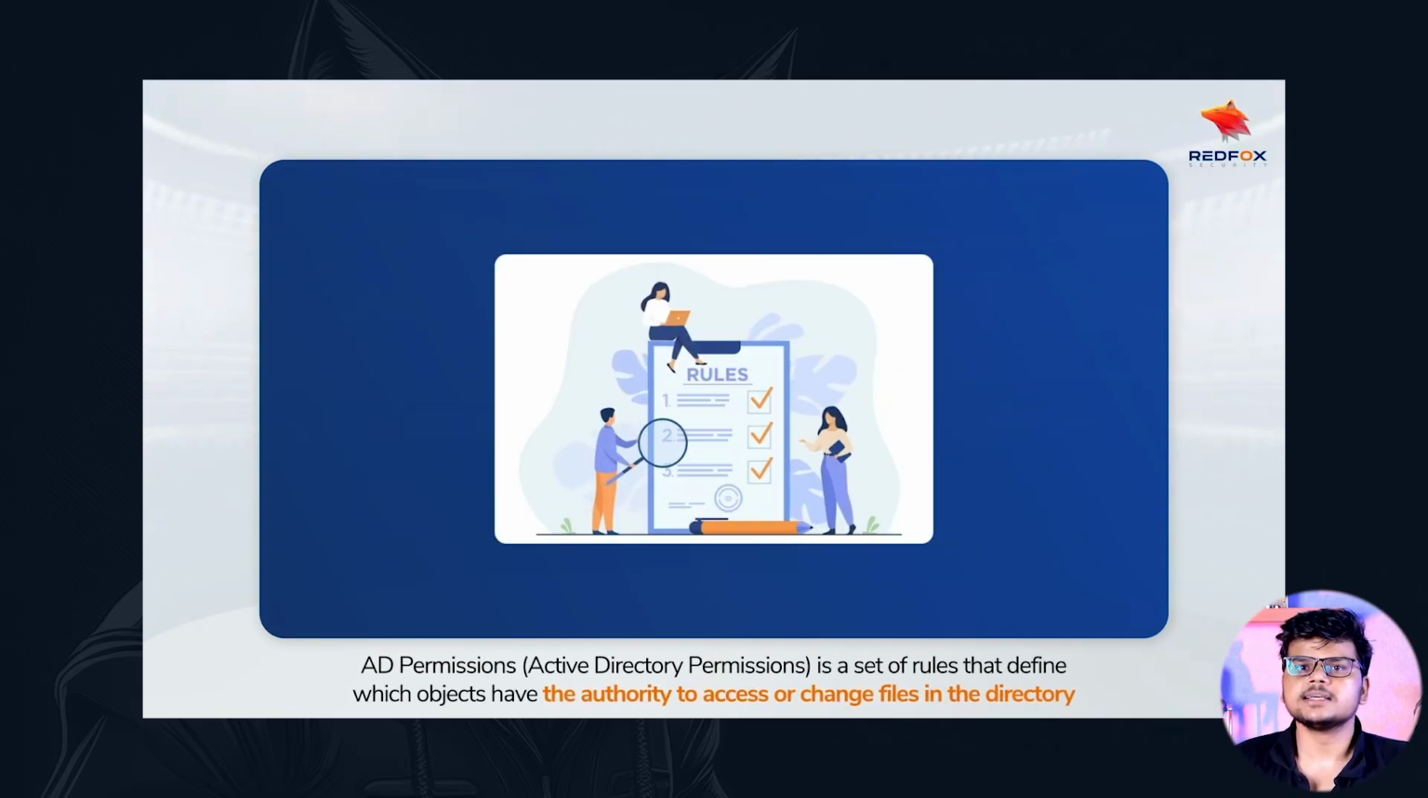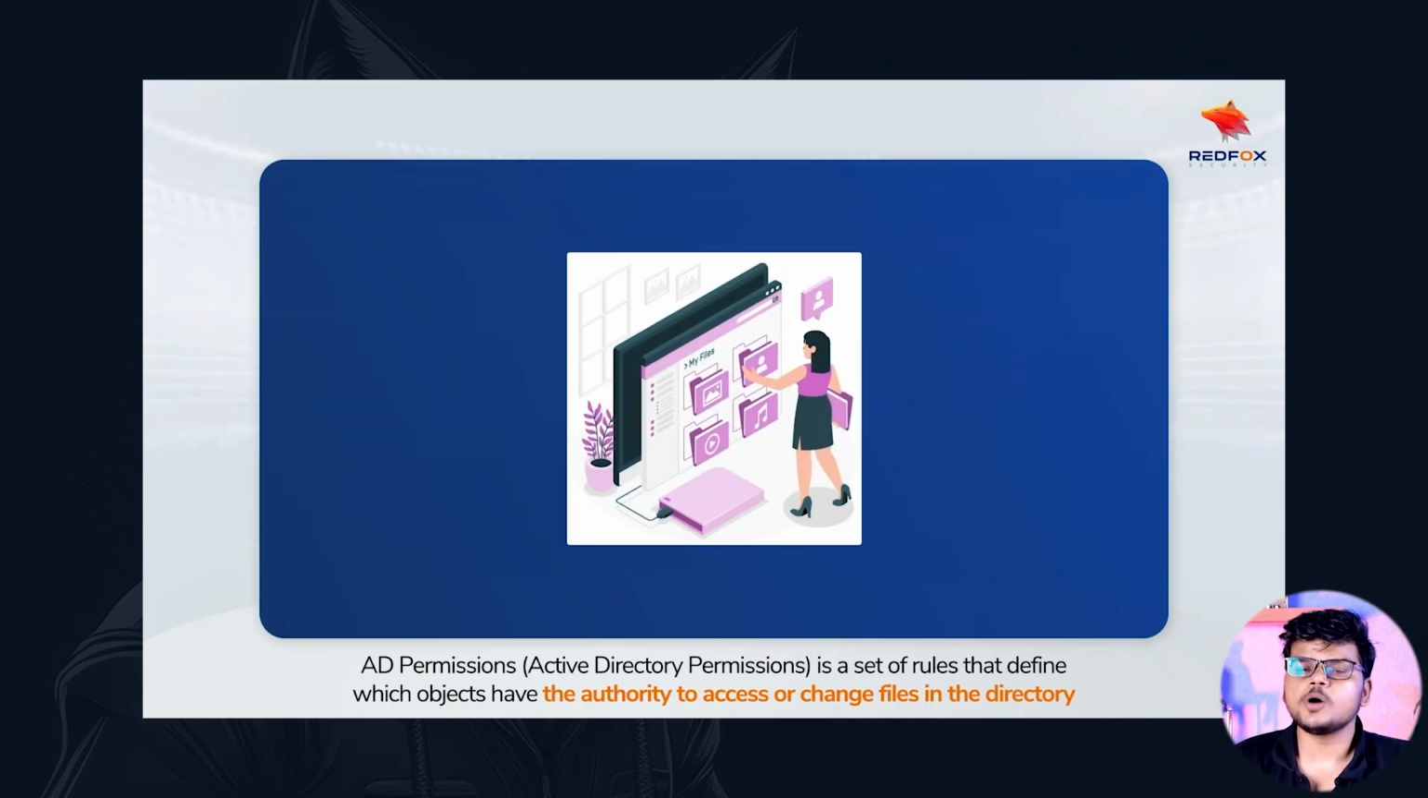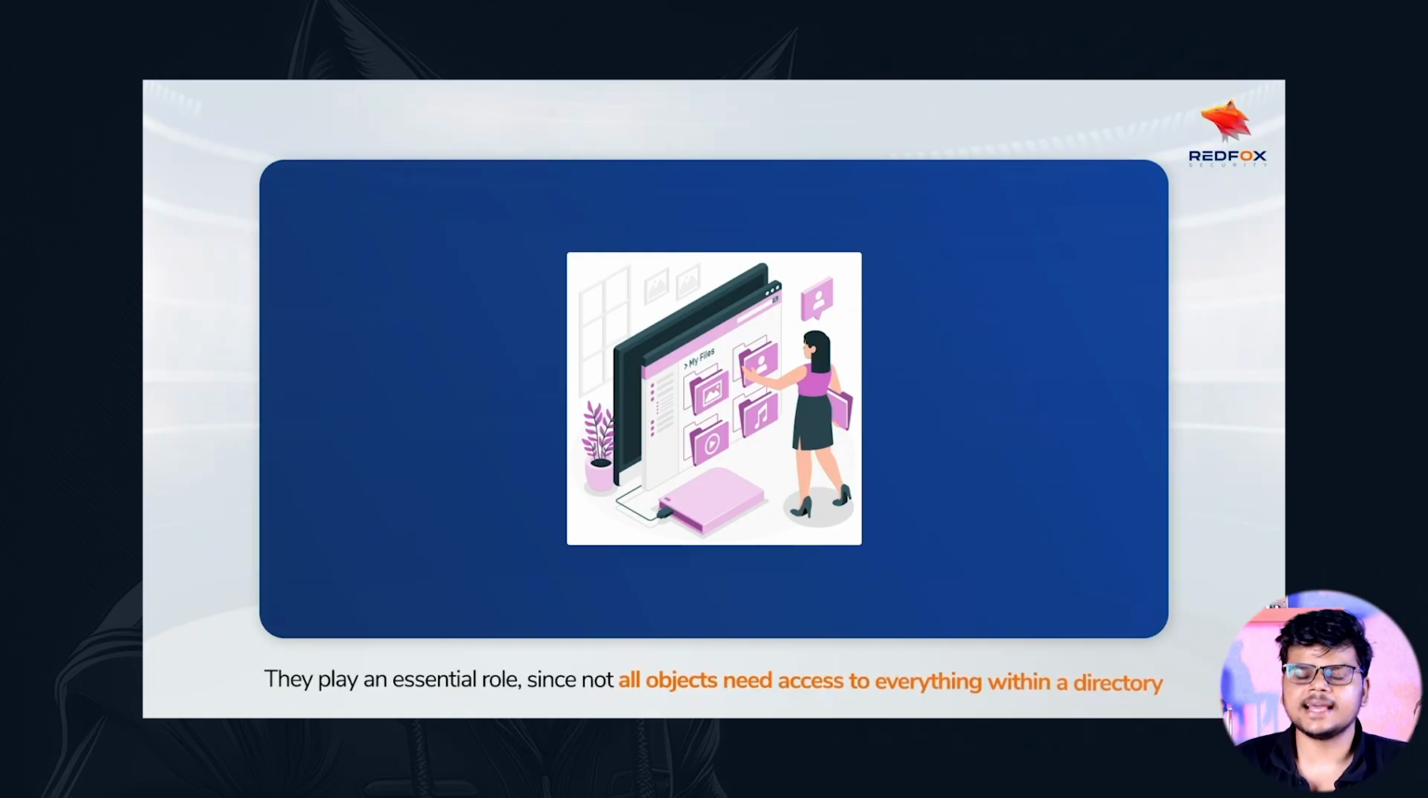AD permissions is a set of rules that define which objects have the authority to access or change files in the directory. They play an essential role since not all objects need access to everything within a directory.